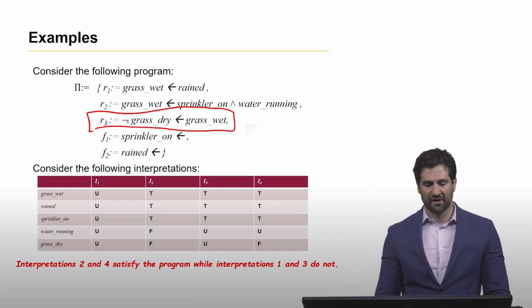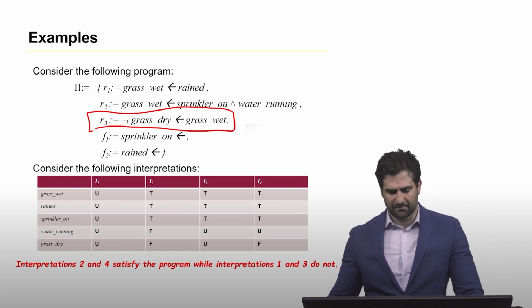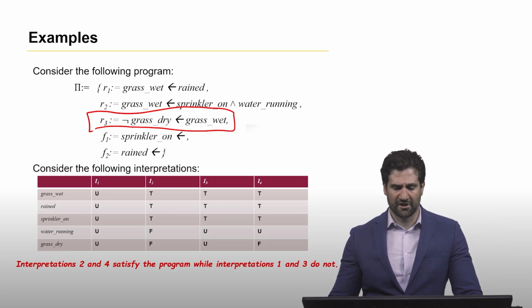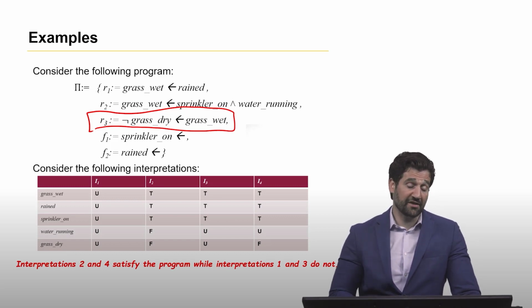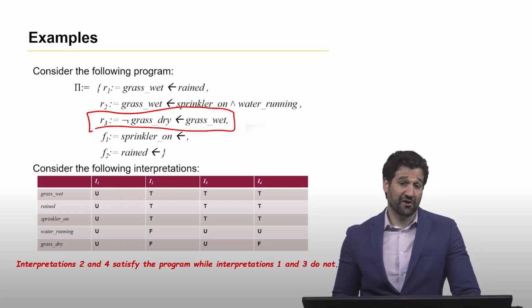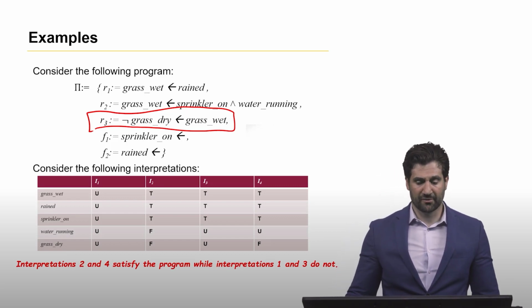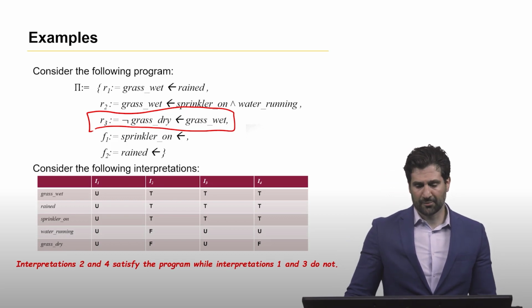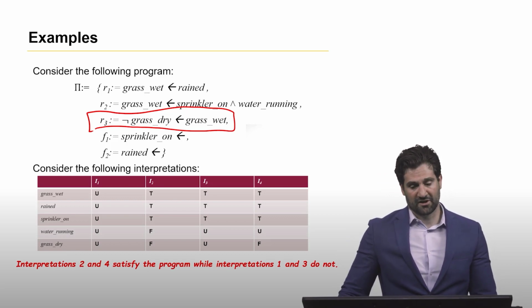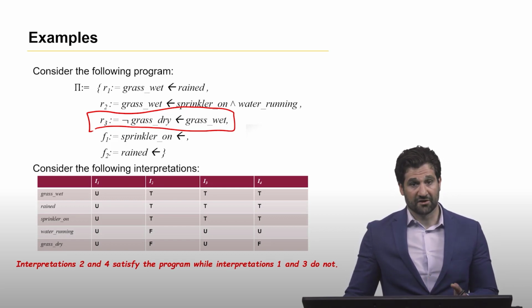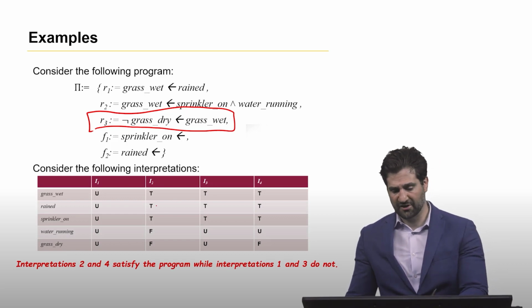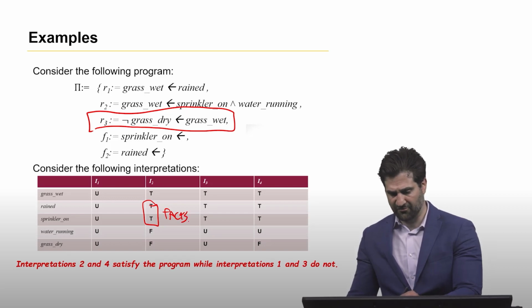Interpretation 3 does not satisfy it because it does not know if the grass is wet or dry. So remember, uncertain is not the same as falsehood. So interpretation 3 does not satisfy. Interpretation 2 does, because it tells you that it rained. It tells you that the sprinkler is on, which both these things you have to be because those are facts. And interpretation 4 does that as well.